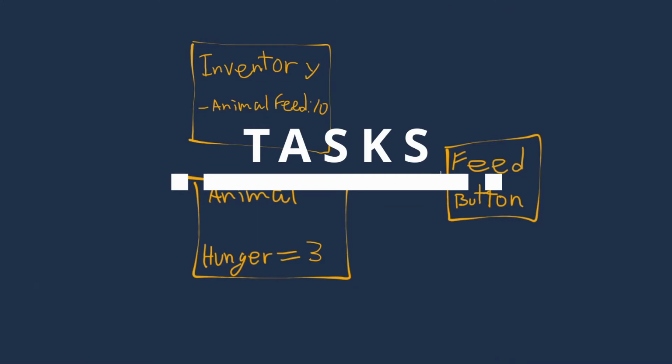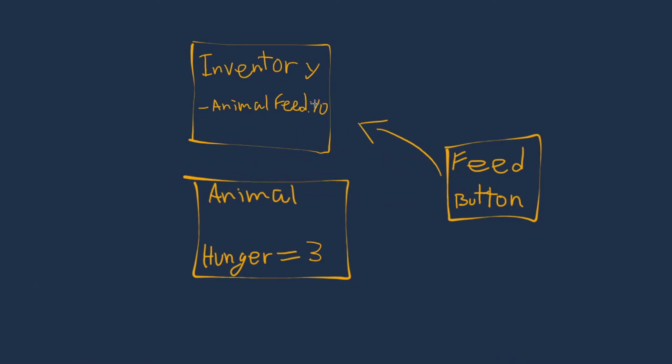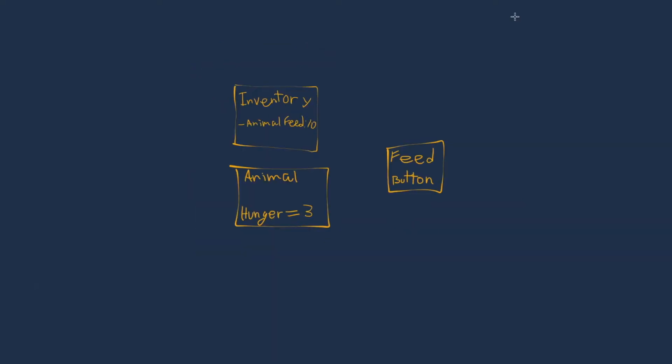The creation and execution of tasks is one of the most complex parts of programming this game. In a simple case, pressing the feed button on the interface would be connected directly to the animal object. It would change the hunger of the animals and remove some animal feed from the inventory. However, to make the game interesting, I introduced the concept of tasks. It takes a certain amount of time and energy to accomplish a task.